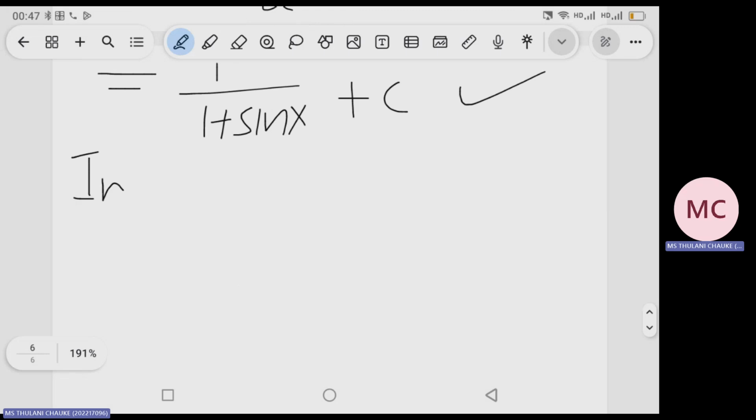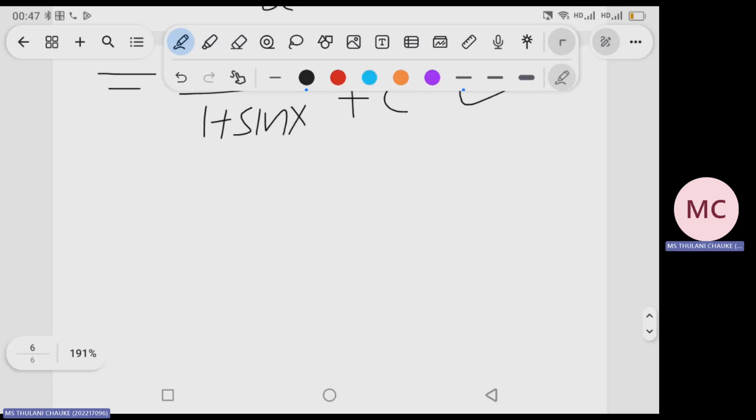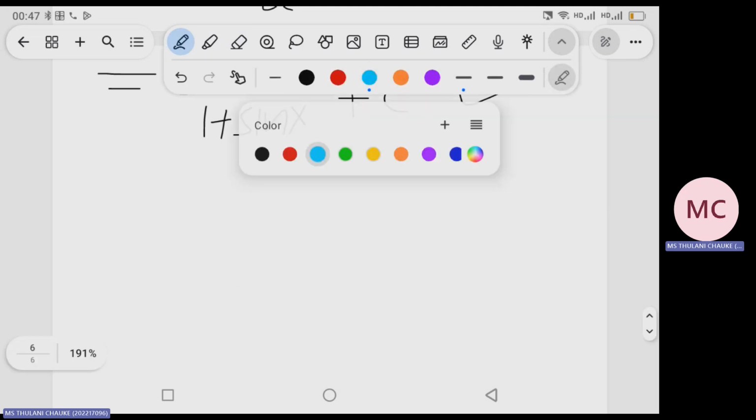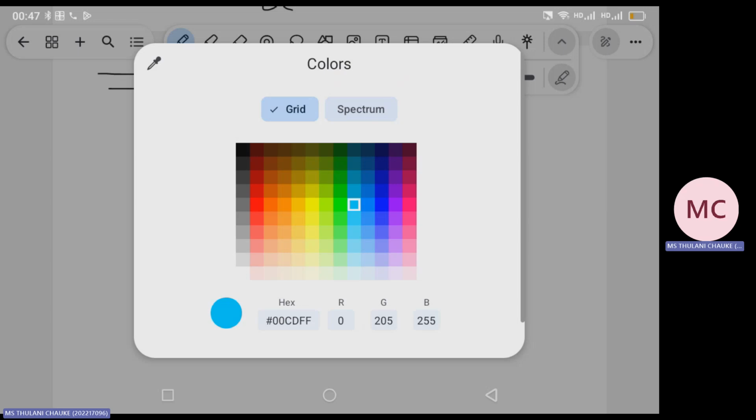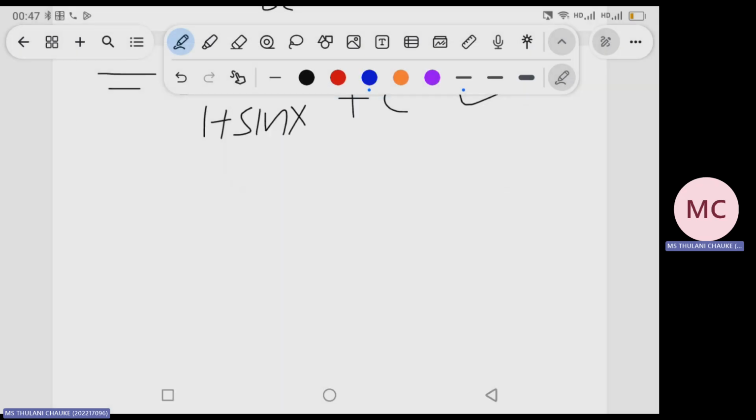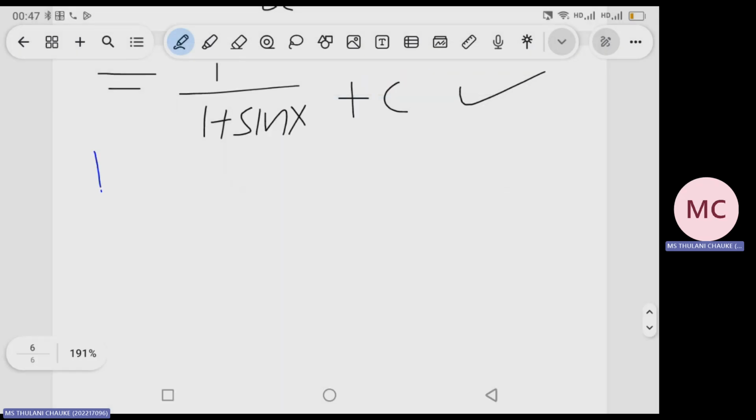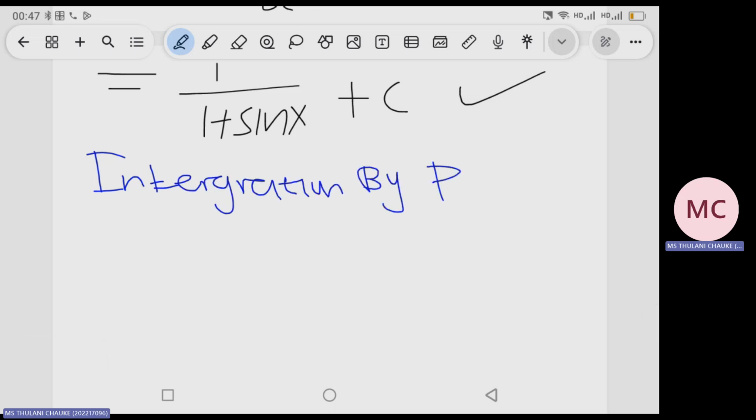Then we go to integration by parts. Let me change the color of this pen. We'll go to integration by parts. Questions, right?